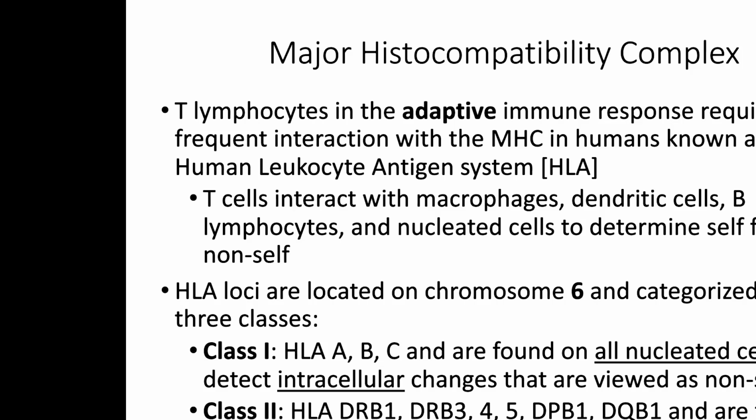So HLA just stands for the human leukocyte antigen system. Again, for all intents and purposes, HLA is the same as MHC. The HLA loci are found on chromosome 6 and are divided into three different classes here. HLA class 1 will be found on any nucleated cell and detect intracellular changes, which will then cause that expression of class 1 to become non-self. Class 2 will be found on antigen presenting cells, and their job is to detect extracellular proteins. And class 3 is just dedicated to complement.